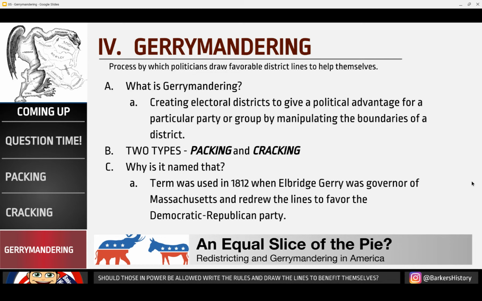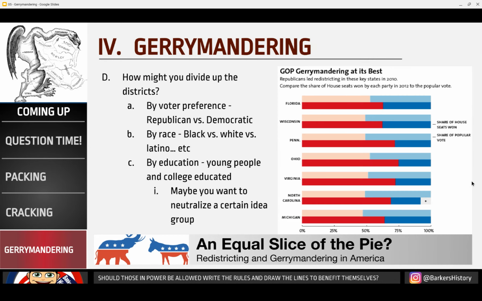The Boston papers at the time accused Elbridge Gerry of rigging, kind of redrawing the lines to help favor his party, the Democratic Republican Party. And so it became known as gerrymandering because he was the governor of the time and his name was Elbridge Gerry. Get it? And if you look up there actually in the top left, that's a political cartoon of his first kind of gerrymandered districts that he wrote.